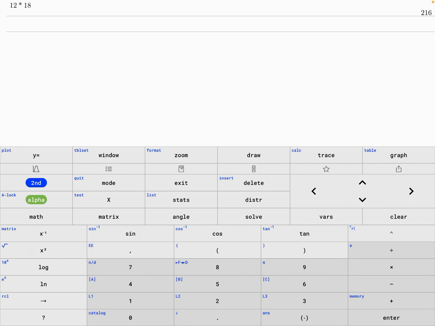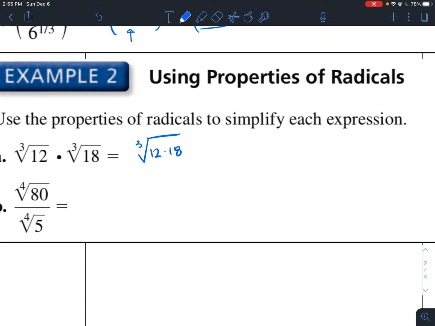And that's equal to 216. So this is the 3rd root of 216. Now, what multiplied by itself 3 times is 216, and that's going to be 6.